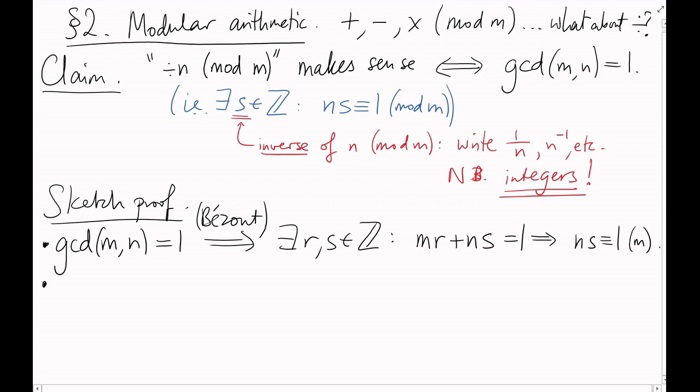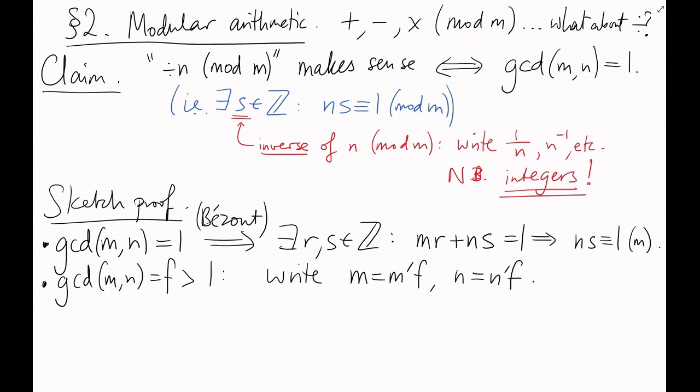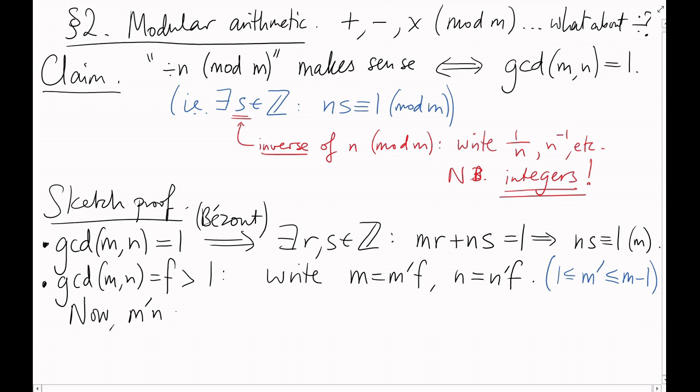In the other direction, if the greatest common divisor of m and n is not 1, let's call it f, say m is m prime times f and n is n prime times f. Notice that m prime is some integer between 1 and m minus 1. Now, m prime times n, that's m prime times f times n prime, and we can regroup that f with the m prime to see that this is just m times n prime. This is a multiple of m.